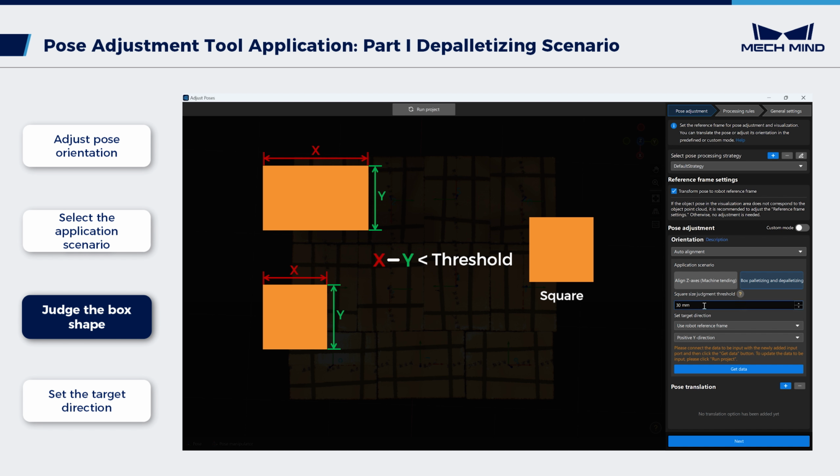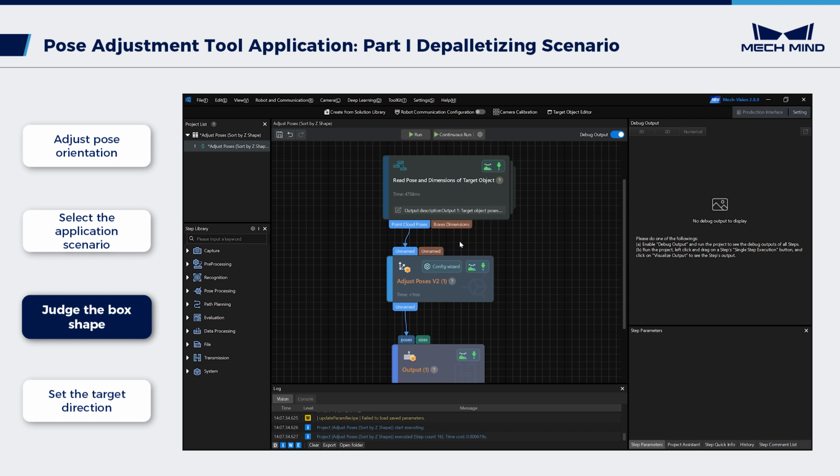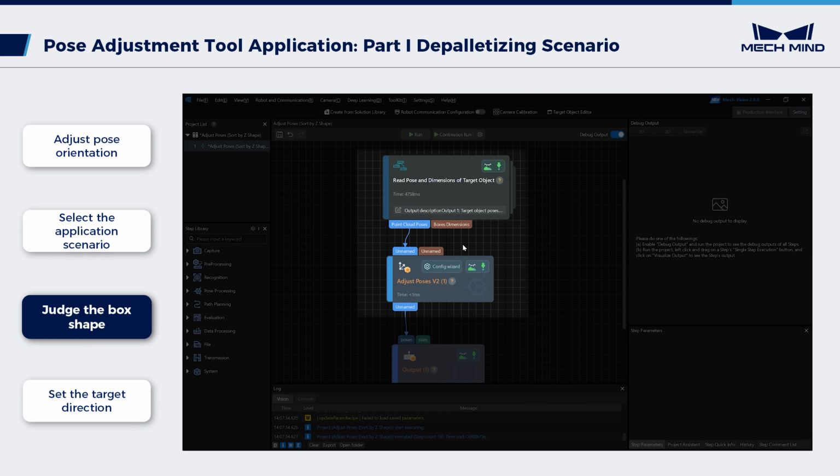The default threshold in the tool is 30 mm, but it can be modified based on the accuracy requirements for judging the square size on sites. Return to the graphical programming workspace. After selecting box palletizing and depalletizing, the Adjust Poses V2 step gains a new input port. This port will receive the data of box dimensions to judge whether the box is square.